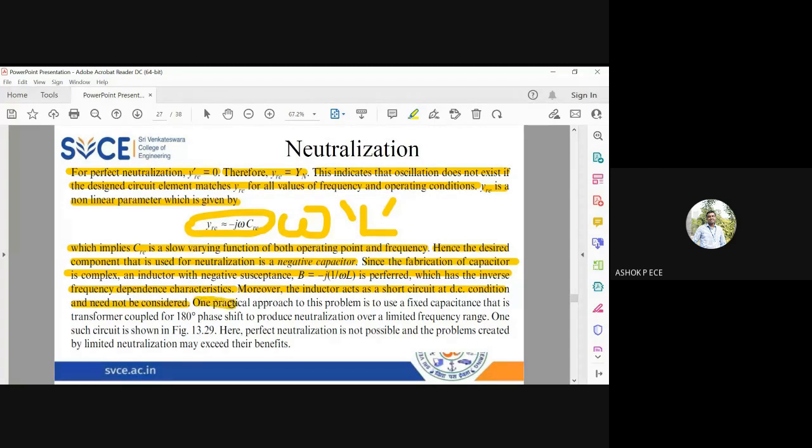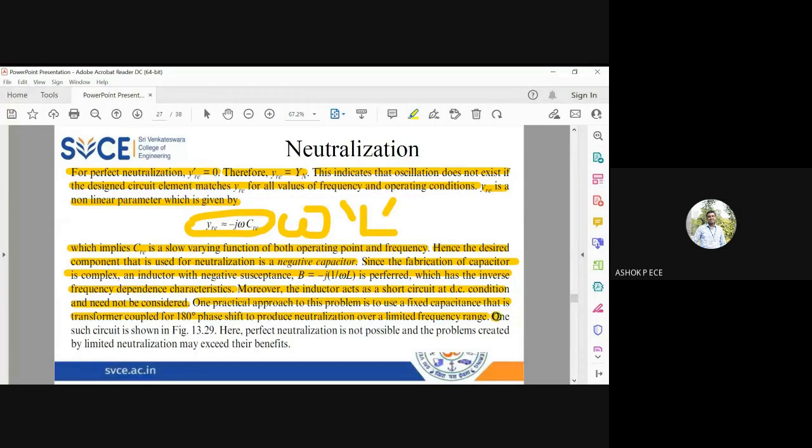So one practical approach is to use a fixed capacitance that is transformer coupled for phase shift to produce neutralization. So I am going to go for a capacitance device only, but I need to generate this negative phase shift. So I'm going to connect the capacitor on the other side of a transformer. You know, in a transformer between primary and secondary, you will have opposite polarity, right? So if I connect a capacitor on the other side of the transformer and take that voltage and give it to the base, it will produce a negative capacitance effect.